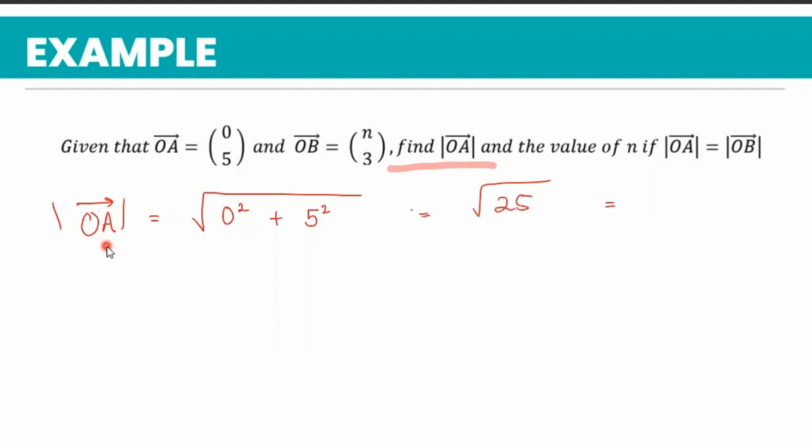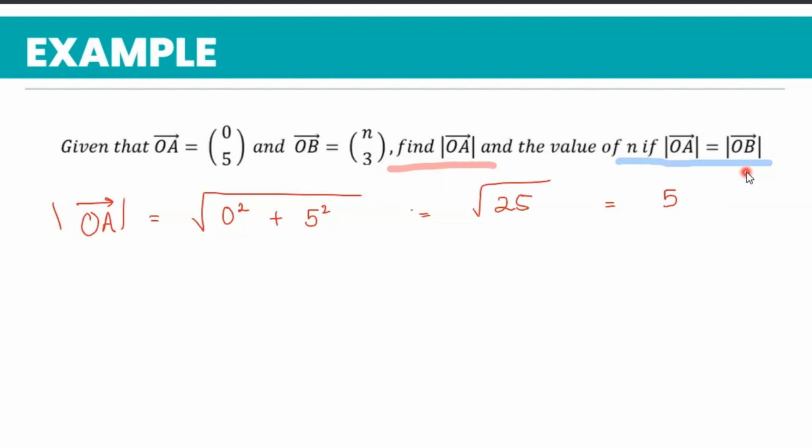So that's the square root of 25, which I can say would be 5. So the magnitude of our vector OA is 5. Then let's work on the second part of this question, where we need to find out the value of n, given that the magnitude of OA is the same as the magnitude of our vector OB. So because we found out that the magnitude of the vector OA is 5, this means the magnitude of our vector OB is also 5.